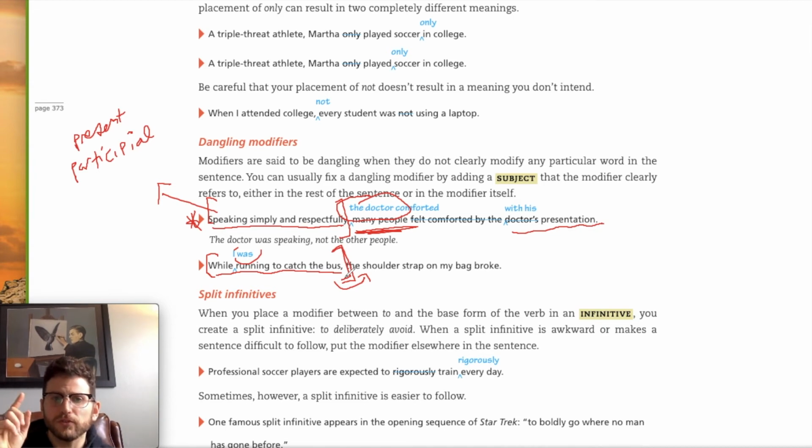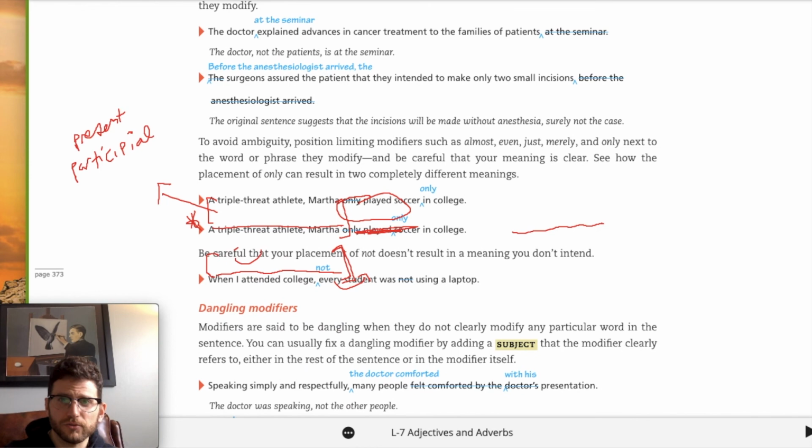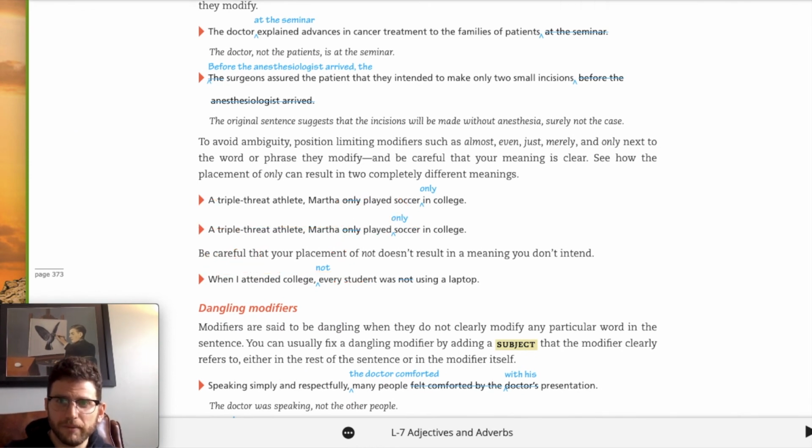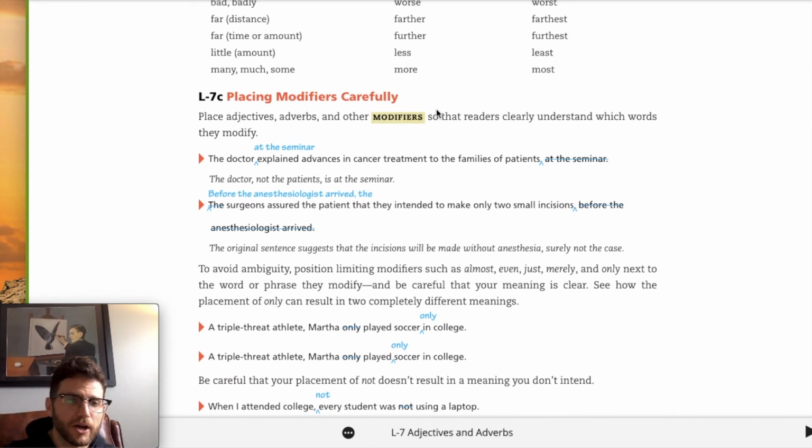Okay, so we've talked about dangling modifiers. When a modifier is dangling, it's not in the wrong place. It's just that the word it should be modifying is not in the sentence and needs to be added to it. In the case of misplaced modifiers, the modifier is not in the right place and the modifier needs to be moved.